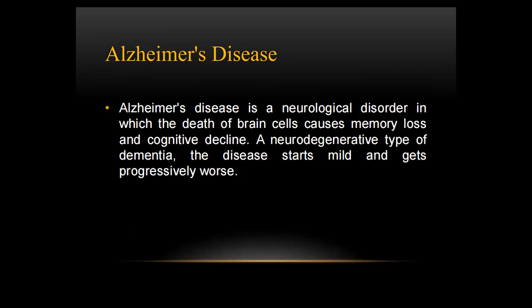So the second type of disease is called Alzheimer's disease. Alzheimer's disease is in other ways called vascular dementia or type 3 diabetes. It is associated with the cell death of the brain, which can result in decline in cognitive functioning. This is because of a problem with what we call neuropeptides, and it starts mild and progressively gets worse.